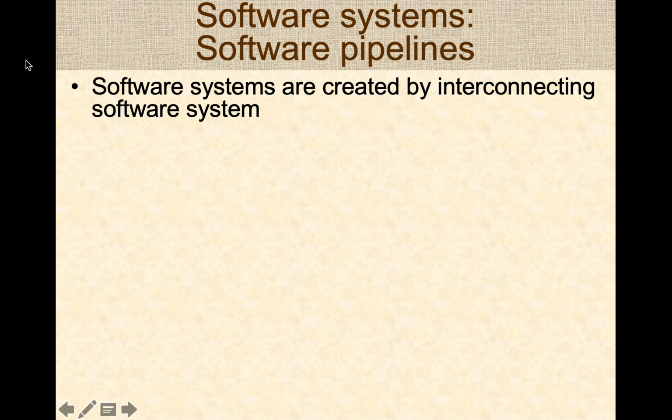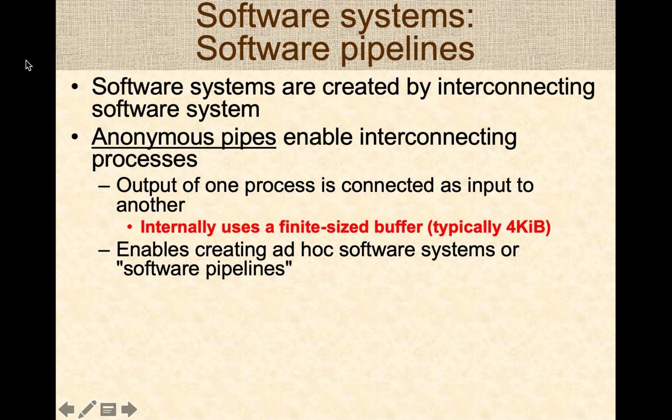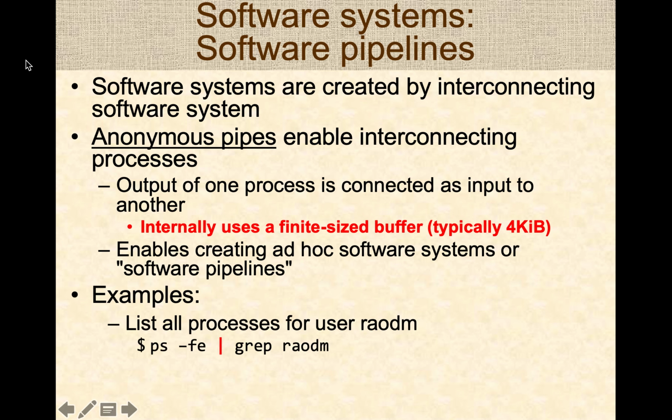Software systems or software pipelines can be easily created by interconnecting different programs together. Anonymous pipes enable interconnecting these processes where the output of one process is connected as input to another. There is no upper limit on how much data they can exchange, but internally there's a finite size buffer, typically about 4 kilobytes. So data moves in blocks of 4 kilobytes between the different programs. And this movement of data enables creating ad hoc software systems or software pipelines. Let's look at some examples.